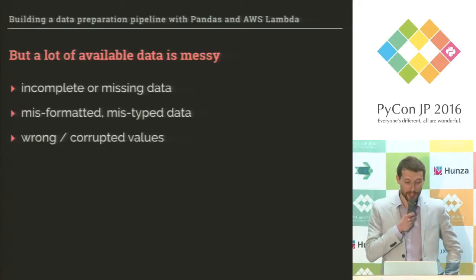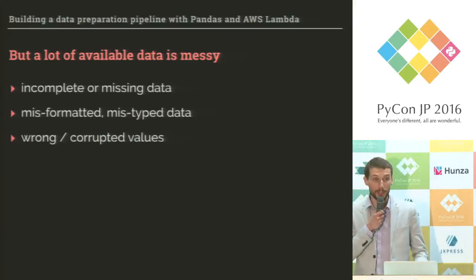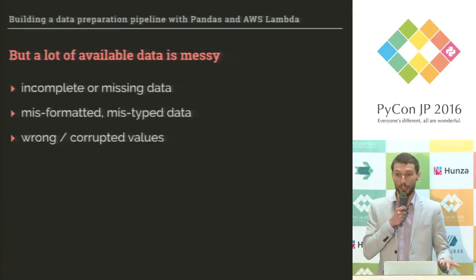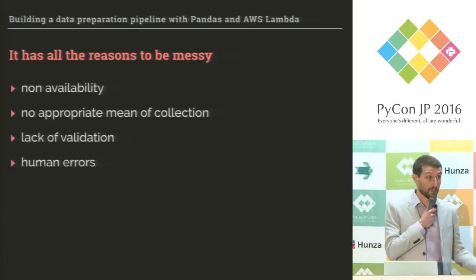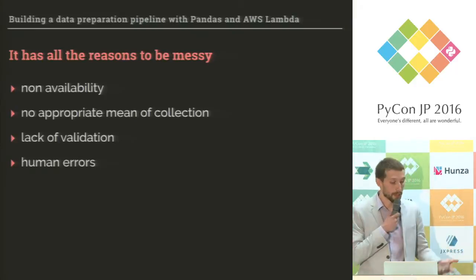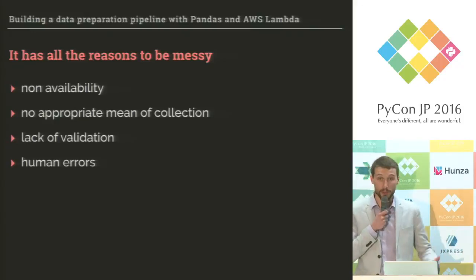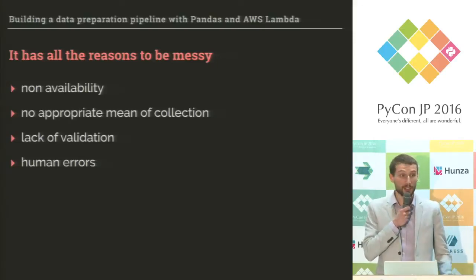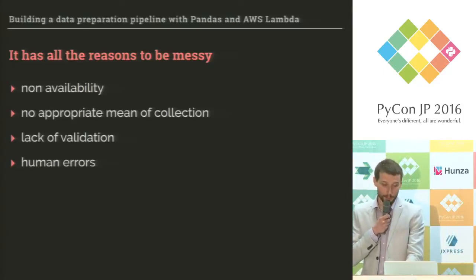the data is not in a good state, and it's kind of messy. It's often incomplete or misformatted. It can also contain wrong or corrupted values, and you will need to deal with it. This is quite common because often the data is just not available. Sometimes the way it's collected is not appropriate, and a lot of mistakes get embedded in the data. It could be because of lack of validation, if you're using forms that are not checking for the type of the content or for categorical values, or just human errors.